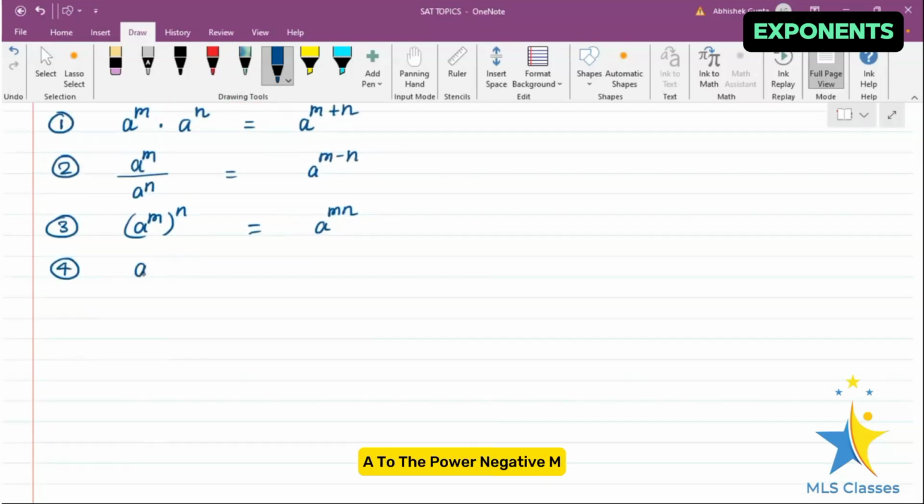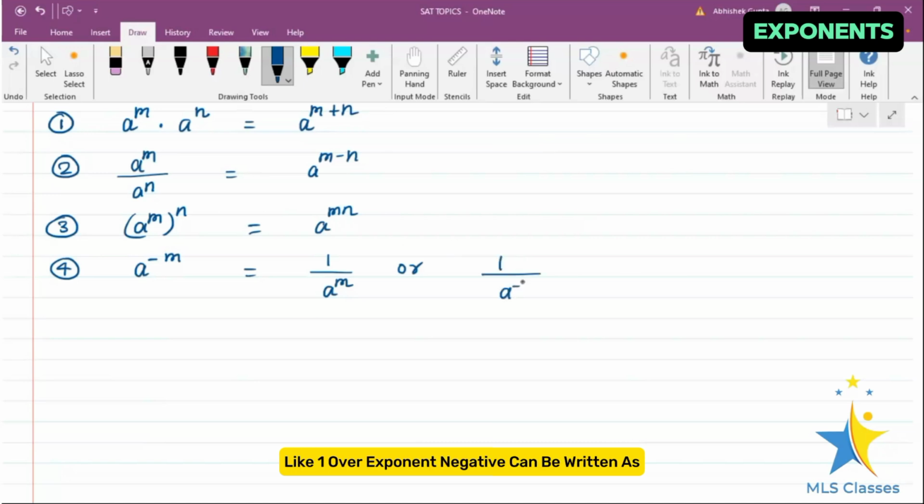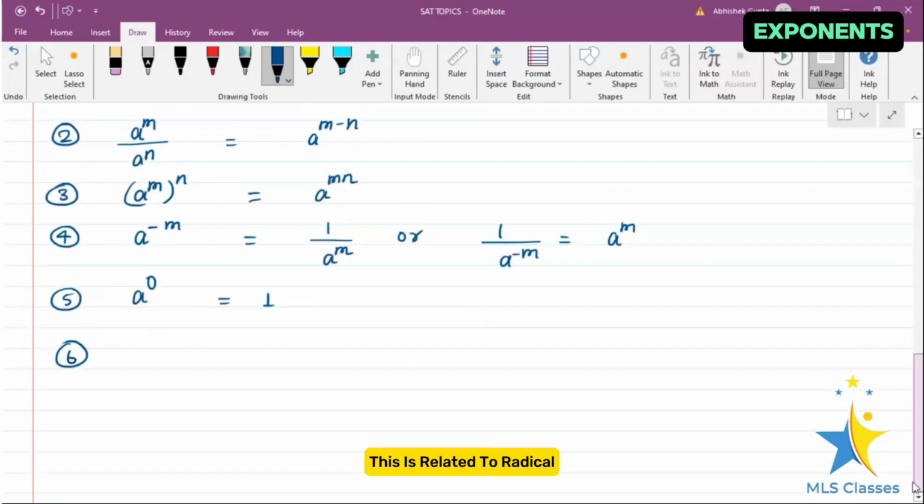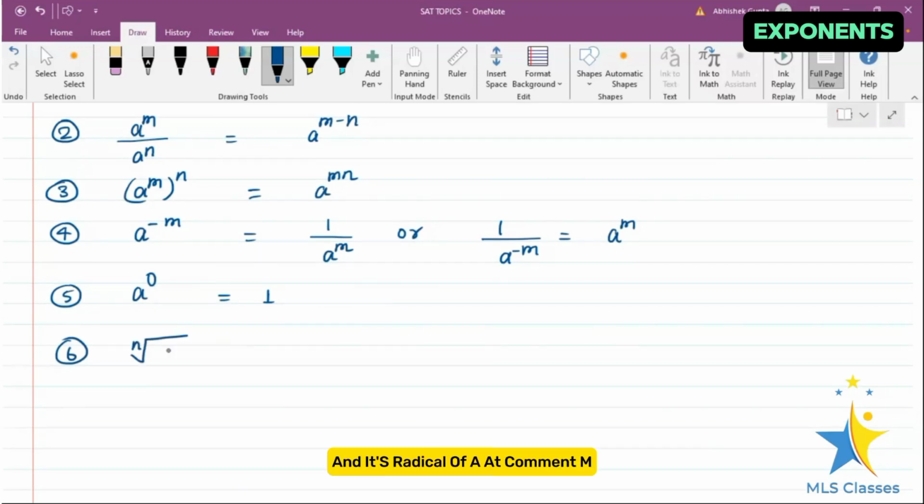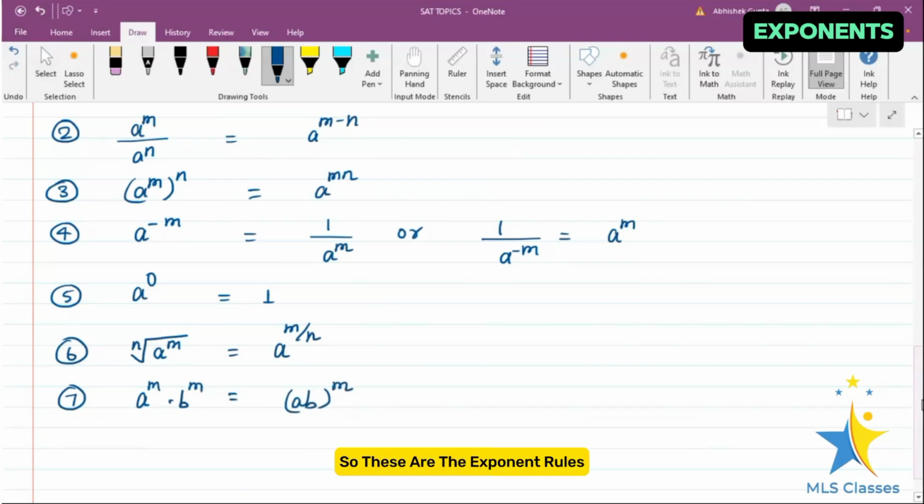Then number 4, a to the power negative m can be written as 1 over a exponent m, or this can also be written in reverse, like 1 over a exponent negative m can be written as a exponent m. Number 5, anything to the power 0, like a to the power 0, is equal to 1. Number 6, this is related to radicals: the nth radical of a exponent m can be written as a exponent m over n. Then number 7, when the bases are different but the exponents are the same, like a exponent m times b exponent m, this can be written as ab exponent m. So these are the exponent rules.